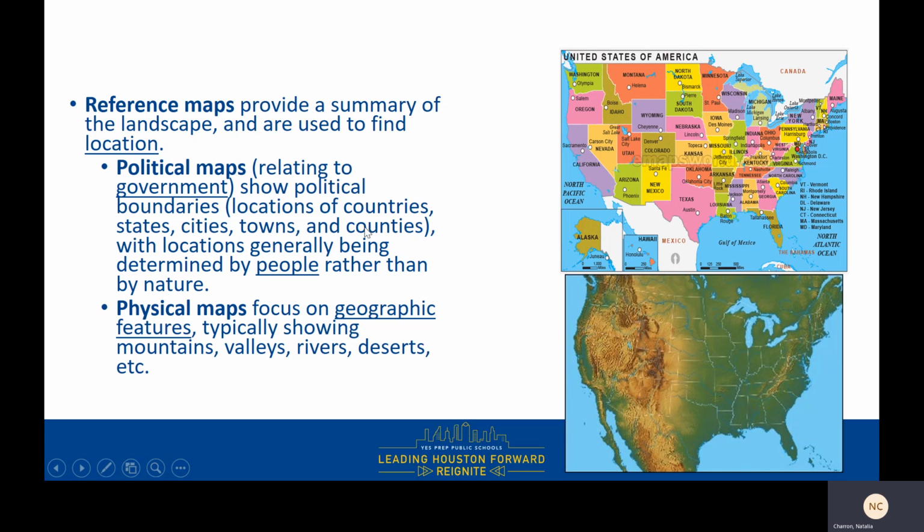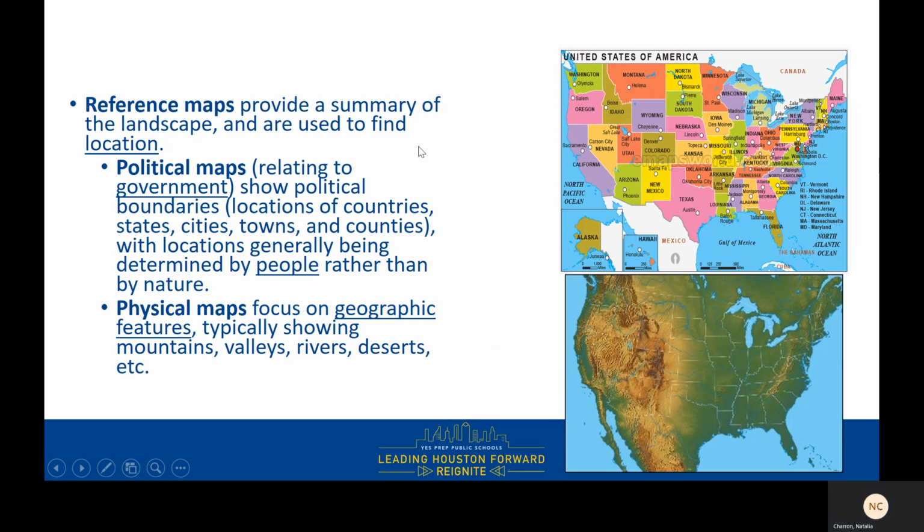And those locations are generally determined by people rather than nature. Like, there is no natural border here that shows where Texas stops and where Mexico begins. People decided that it was right here. As a result, political maps reflect human geography. They reflect decisions that people have made to shape their environment.